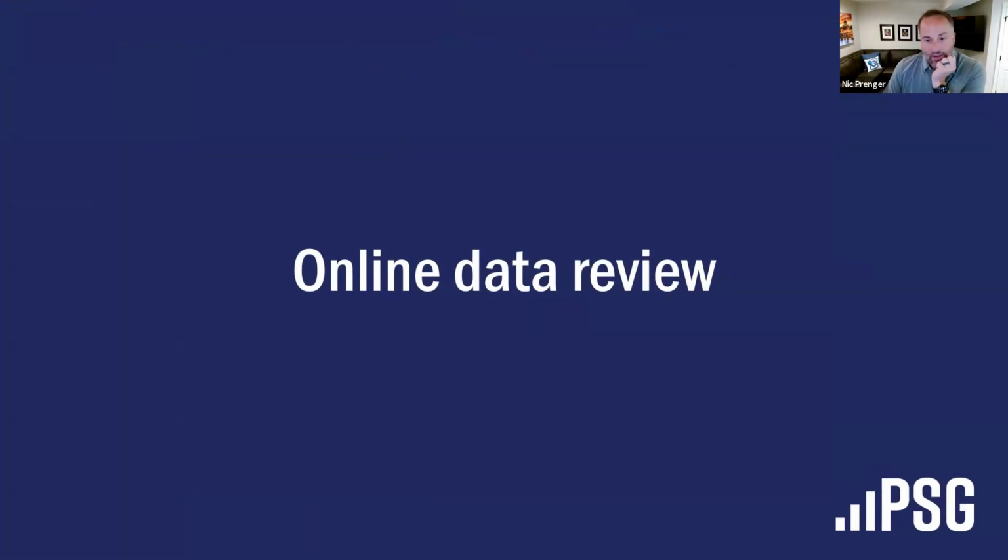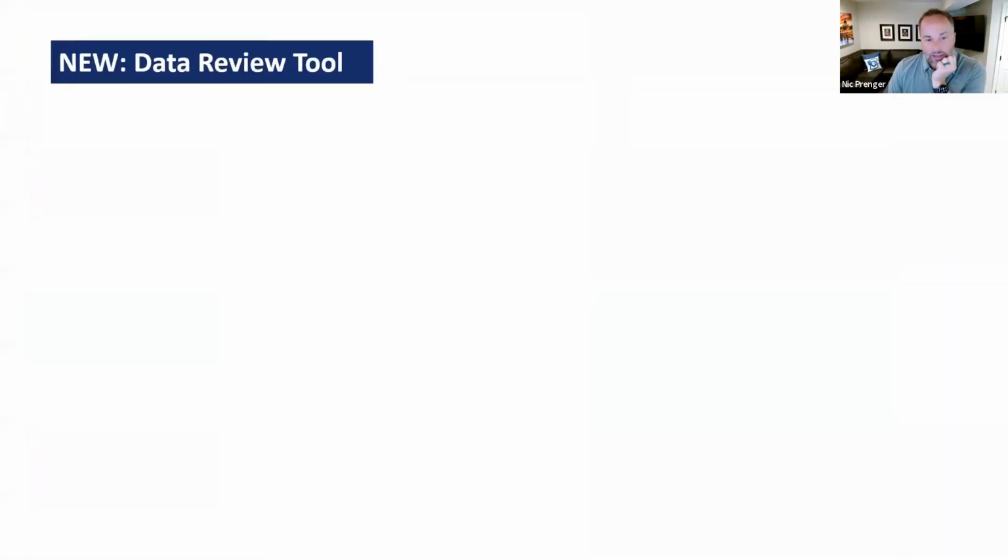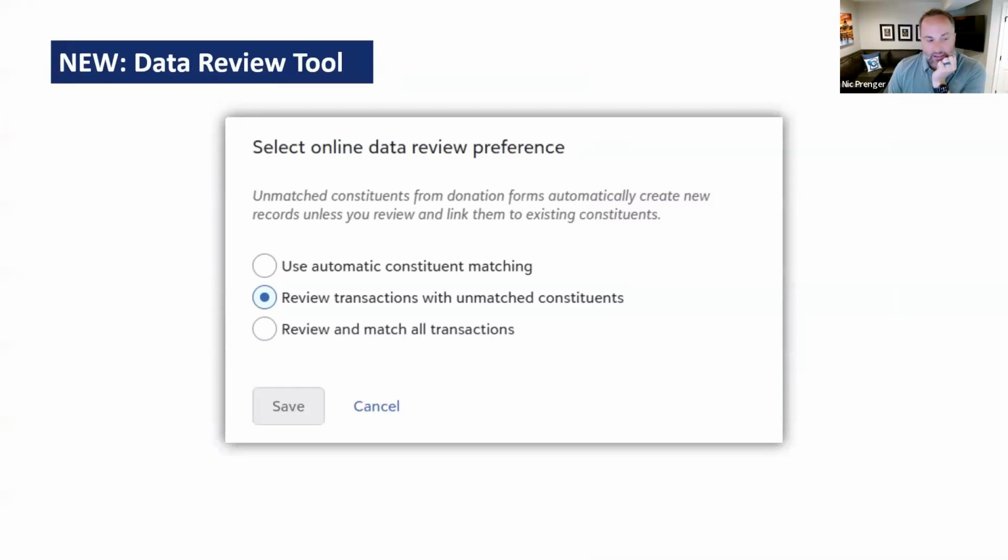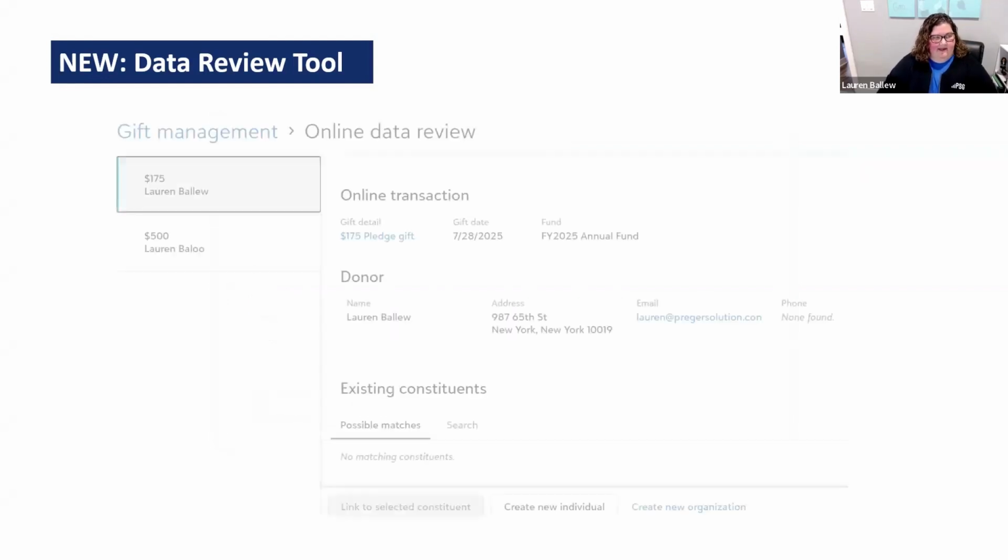Online data review, Lauren, in 30 seconds, is the answer that this is a cool new feature of NXT and we want to applaud Blackbaud for it. Yes, it's much, much better. It looks different, obviously, but it works similarly to what happens in OLX.